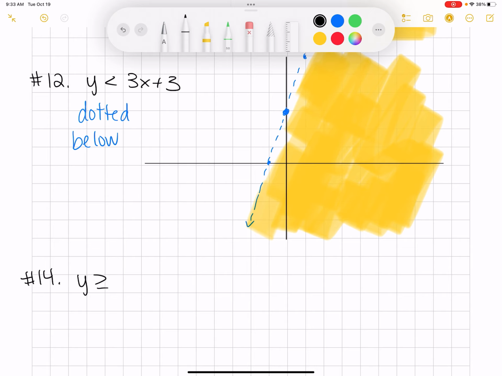Y is greater than or equal to negative 2/3 x minus 2. Solid or dotted? Solid. And shaded where? Above.